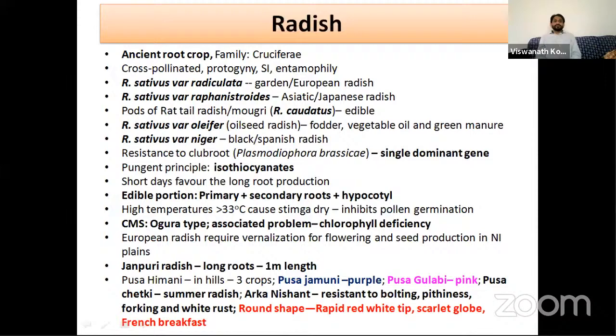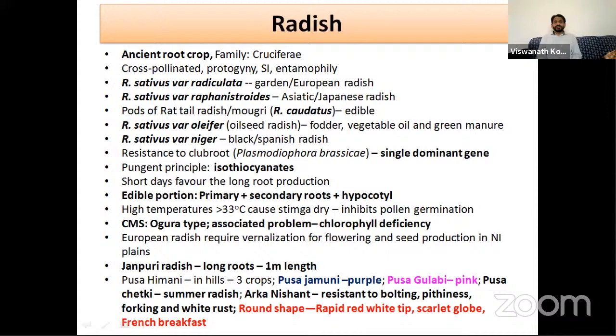So Jaunpuri radish is a local radish cultivar. Jaunpur is an area in Uttar Pradesh, so it is local to that area. We can say that it is a landrace or a farmer's variety. The radish roots can grow up to 1 meter length. And there are new varieties. Pusa Himani is suitable for the hilly areas. In hilly areas, we can take 3 crops of the Pusa Himani radish because low temperature prevails throughout the year. The Pusa Himani variety can be grown 3 times a year in hilly areas.